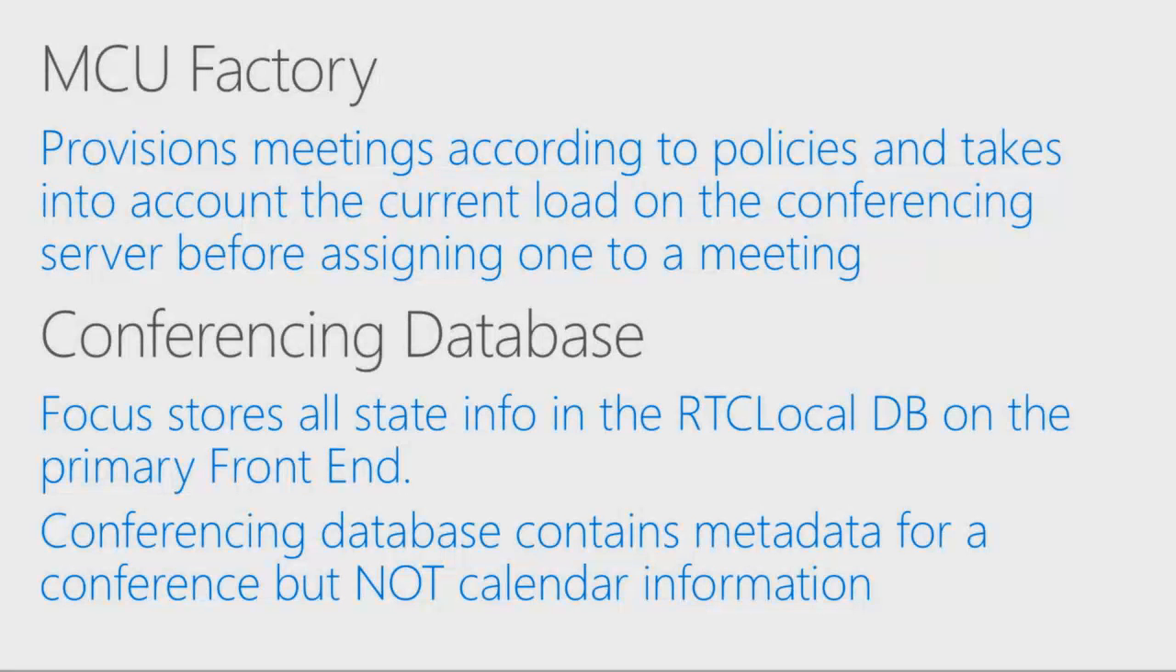And then lastly, the conference database. That's basically the RTC local database on the primary front end for that user that's trying to schedule the meeting. And it will then replicate the data to the secondary servers via Windows Fabric. And the conference database only contains the metadata for the meeting. So if you change some settings, like who is presenter, or if it's a muted conference and so on, that information will be stored in this database. But not the calendar information, because that's stored on the Exchange server. But we do store some information about timings, so when the meeting will expire and when it should activate and so on.